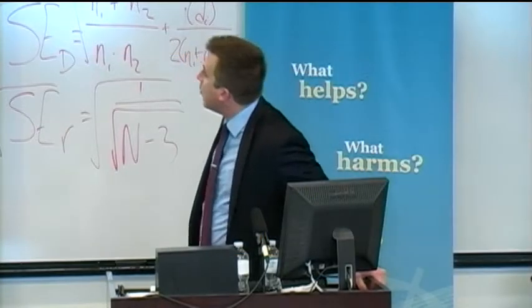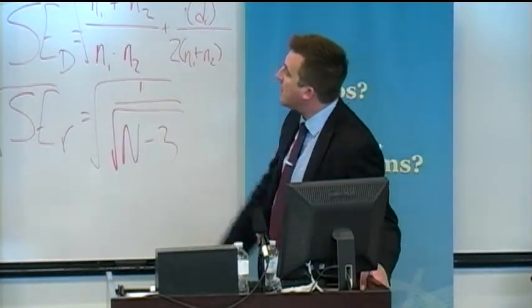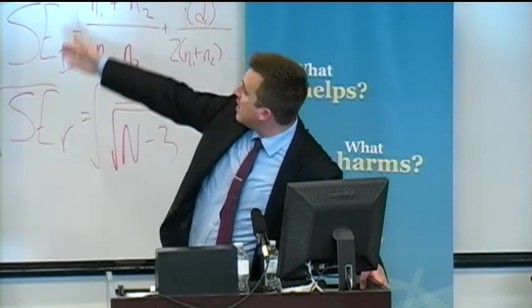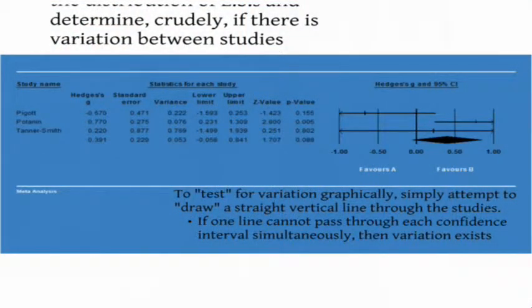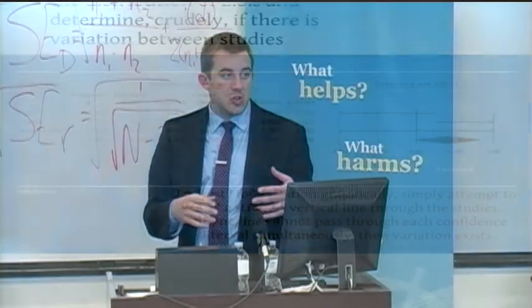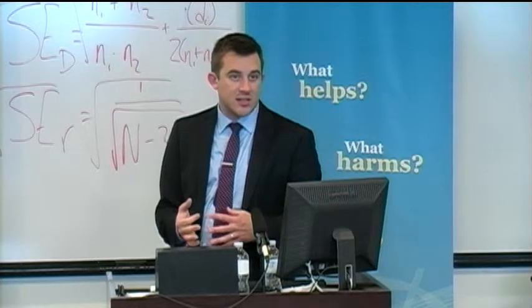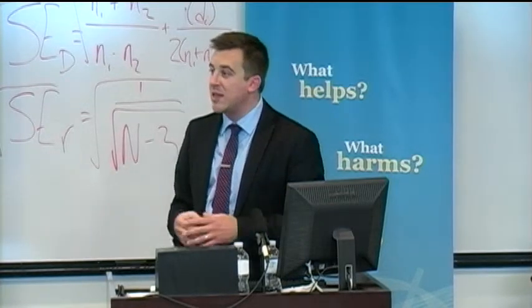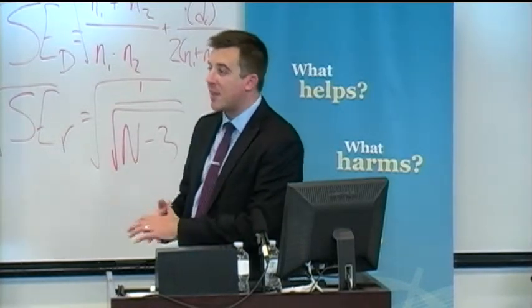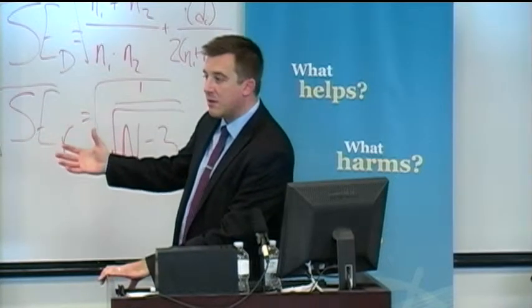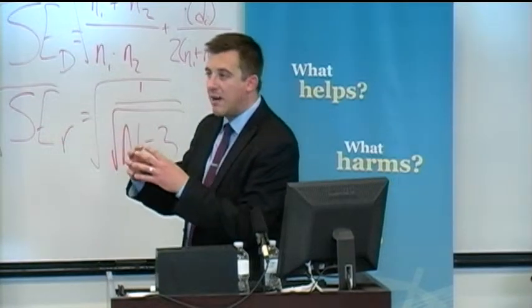Okay. Now the way to test for variation graphically is simply to try to draw a straight line vertically through all the 95% confidence intervals. If you can sort of visually draw a line that connects every one of those 95% confidence intervals, then you would say that the effect sizes are homogeneous. There's no variation between the effect sizes. But if you can't, you're saying that there's one or two or maybe a group of studies that are completely different from the average group.